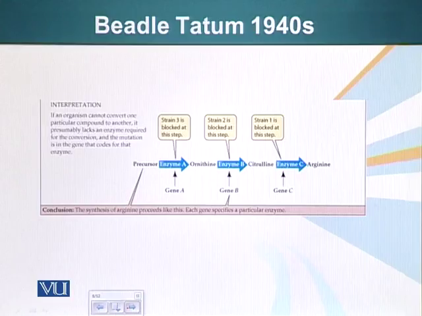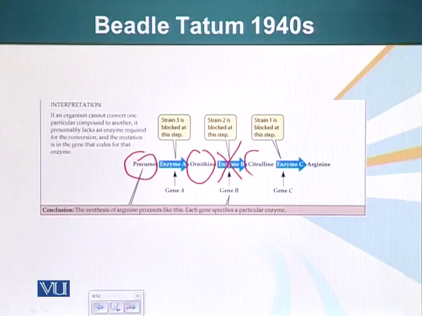Here you can see there is a precursor molecule which is converted first into ornithine by enzyme A coded by gene A. Ornithine is then converted into citrulline by enzyme B, and then citrulline is ultimately converted into arginine by enzyme C. So the interpretation is that if the strain had a mutation somewhere here, it could not convert ornithine into citrulline, then we would need either citrulline or arginine to grow these mutant strains. So the rest is simple and straightforward.